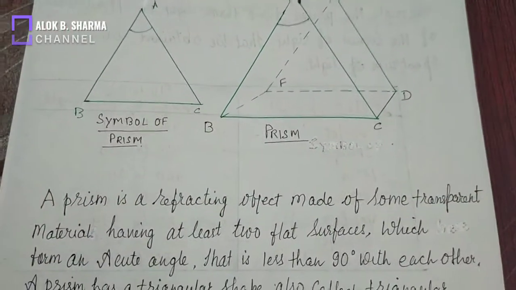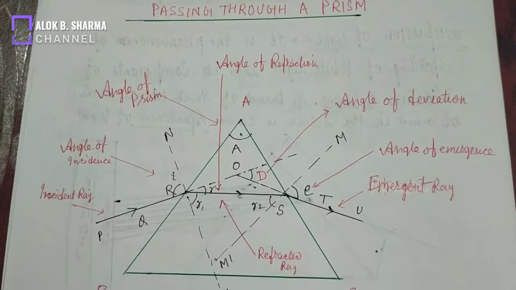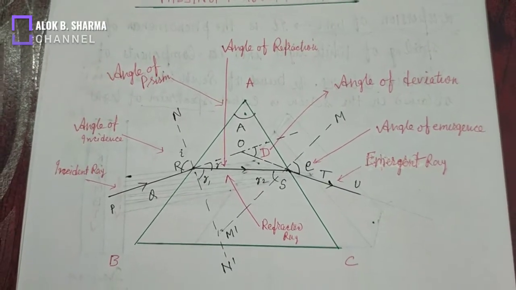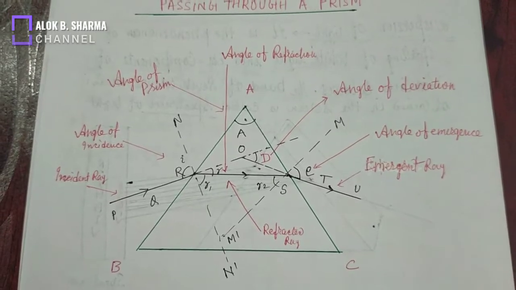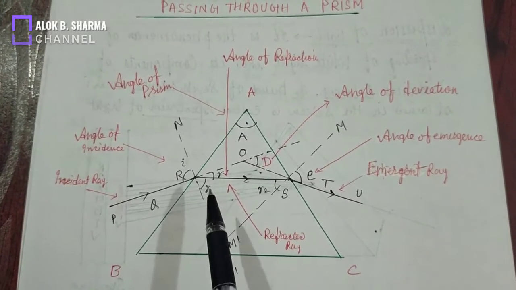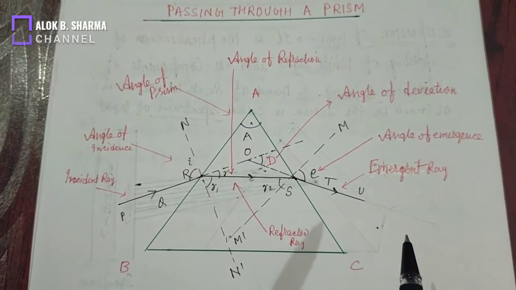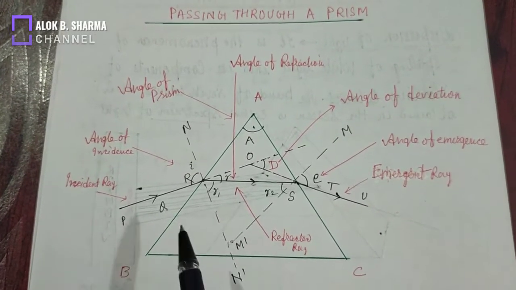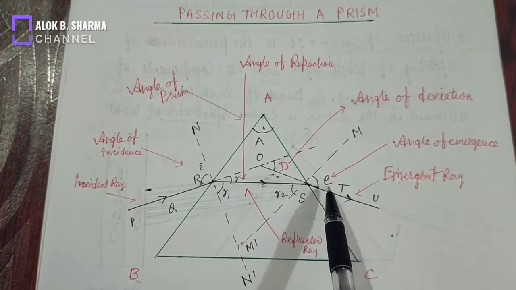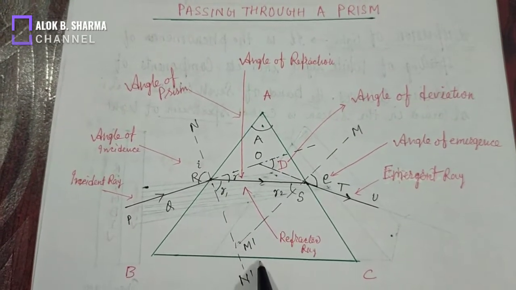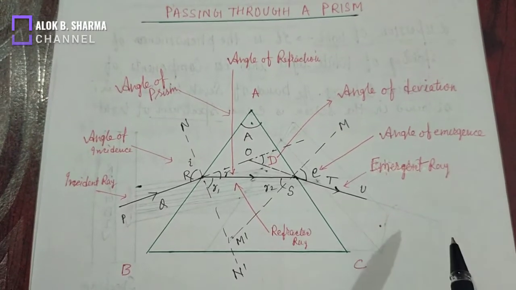Now let us see what is dispersion of light. Before explanation of dispersion of light, there are some important terms related to prism. See, when an incident ray falls on the prism, this is the path followed by the incident ray, and PQR is the incident ray, RS is the refracted ray which is parallel to the base of the prism, then STU is the emergent ray.